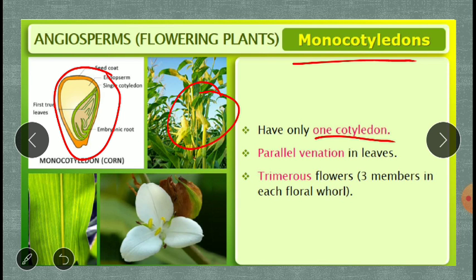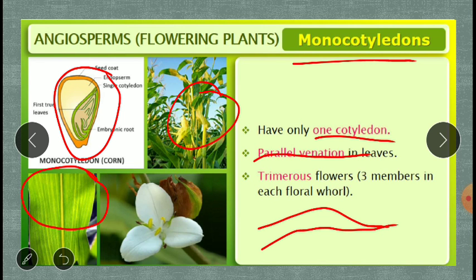The leaves of such plants have parallel venation, like you can see over here, like that present in the sugar cane. Long leaves are there, and on those long leaves, the lines, the veins that are present, are parallel to each other. This type of venation is known as parallel venation. Even the flower number is trimerous, that is in multiples of 3. So the number of petals can be 3, 6, 9, and so on.